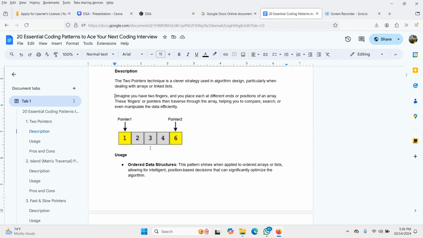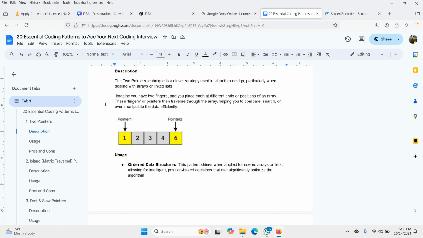You can see that I have taken an array, 1 2 3 4 6, with a pointer at the left end and a pointer at the right end. This is the two pointer approach to problem solving. And what is the usage of the two pointer technique in problems?